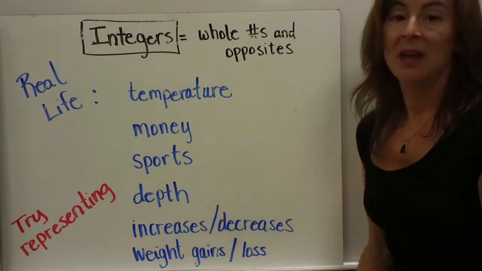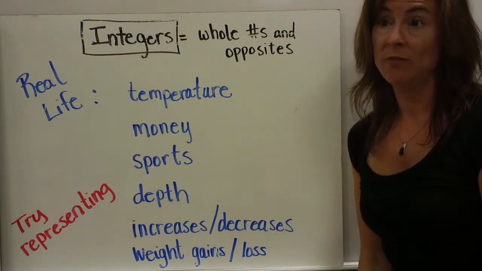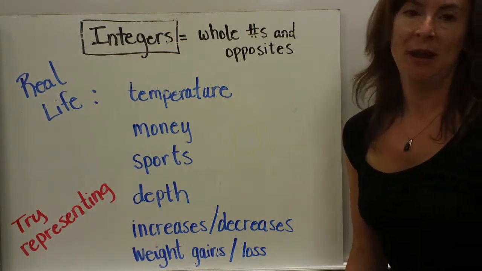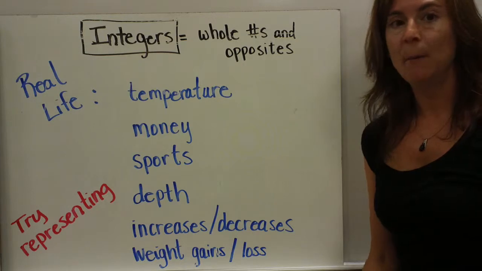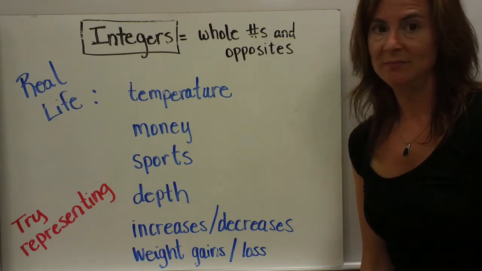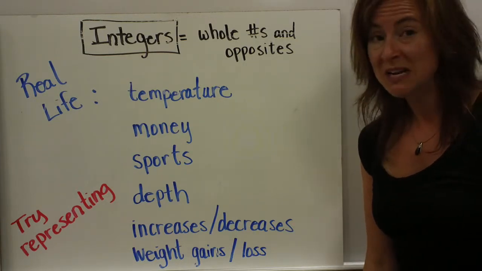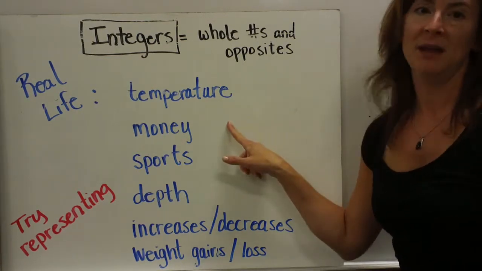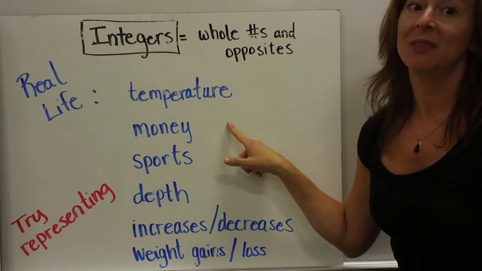Money. Most of the time in our bank account, we hope for positive integers, right? At least I do. So if you have money in the bank, then you would have positive integers representing that. But if I spend too much money and I write checks and I don't have the money in my account, then my account would be demonstrated with a negative integer.